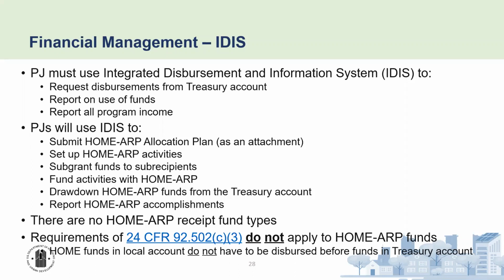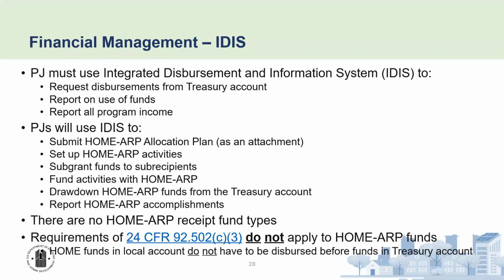The PJ will be able to subgrant HOME-ARP funds to state recipients and subrecipients in IDIS, like regular HOME. The PJ will fund activities with HOME-ARP funds in IDIS and draw down HOME-ARP funds from its Treasury account into its local account to expend for eligible costs. And finally, the PJ will use IDIS to report its HOME-ARP accomplishments. And I will talk much more about reporting here in a minute. There are no HOME-ARP receipt fund types in IDIS.